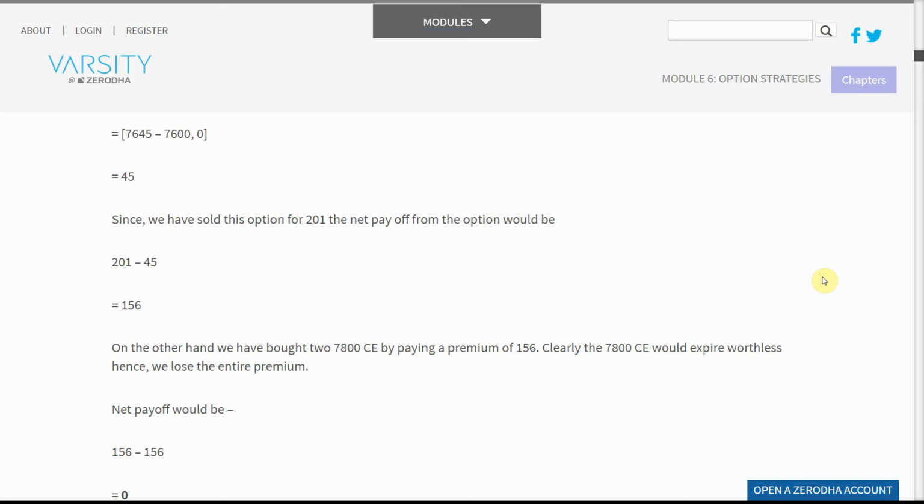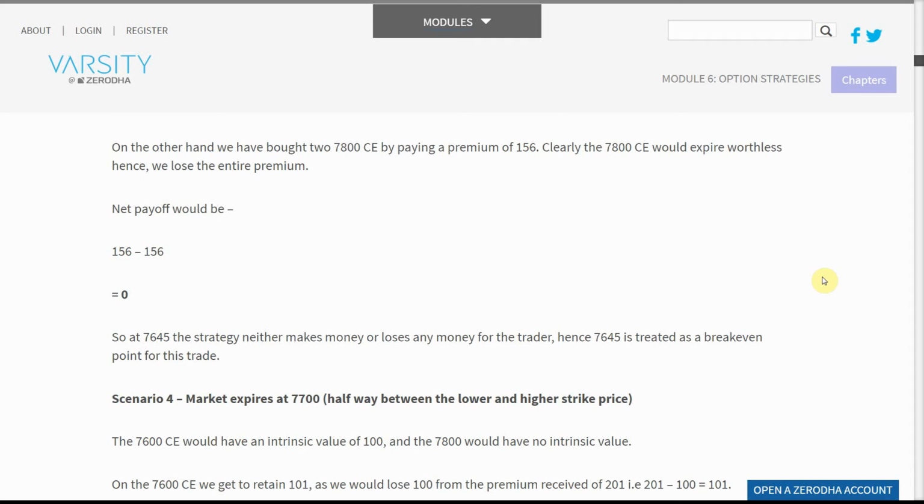On the other hand, we have bought 2 7,800 CE by paying a premium of 156. Clearly, the 7,800 CE would expire worthless, hence we lose the entire premium. Net payoff would be 156 - 156 = 0. So at 7,645, the strategy neither makes money nor loses any money for the trader. Hence 7,645 is treated as a break-even point for this trade.